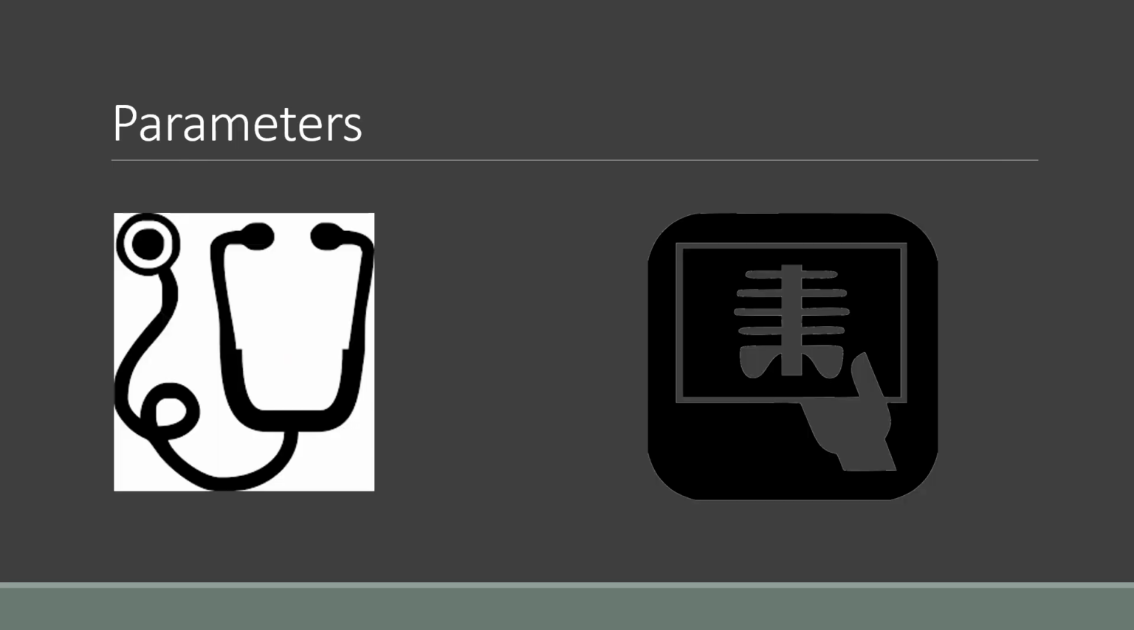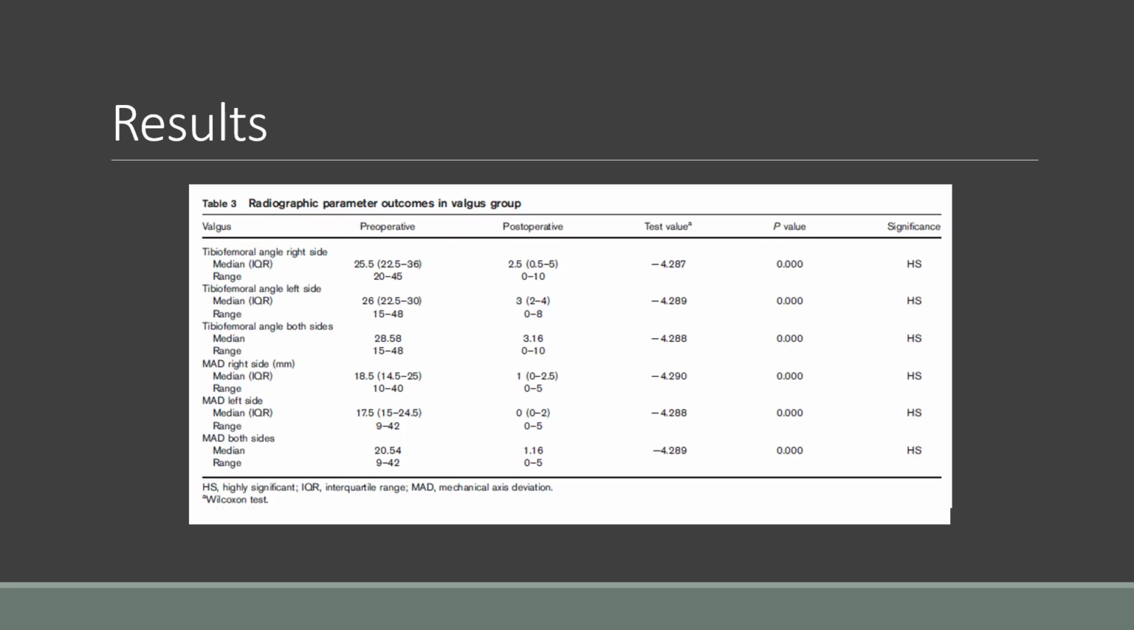The parameters were clinical, in the form of clinical correction, and radiological, in the form of tibiofemoral angle and mechanical axis deviation, that were evaluated annually and at the end of the follow-up period. There was a statistically significant improvement of all parameters, including mechanical axis deviation as well as tibiofemoral angle, in both groups. Clinically, all the cases were completely corrected.